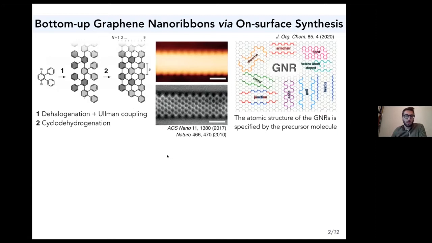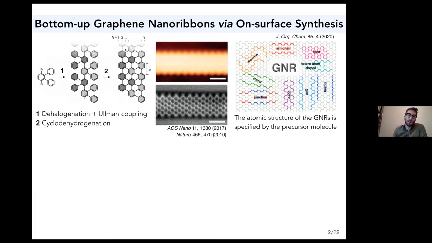So the idea is conceptually straightforward. You start from a precursor molecule, you perform Ullmann-type coupling, and you end up with this intermediate product, which upon cyclodehydrogenation converts into the final nanoribbons. And the main advantage of this strategy is twofold.